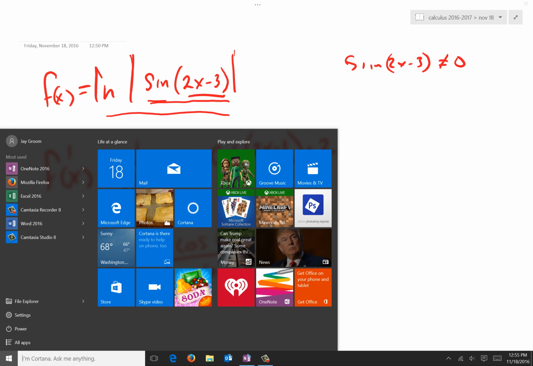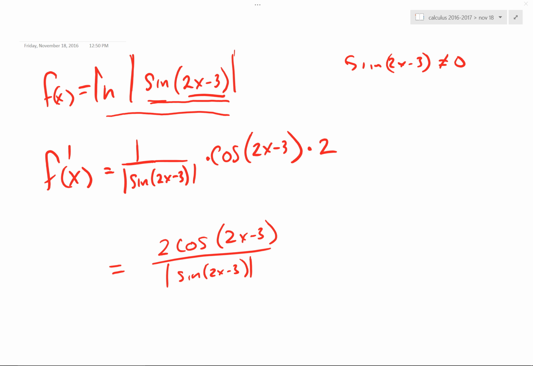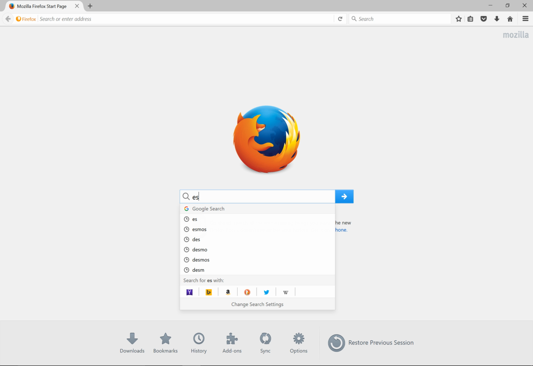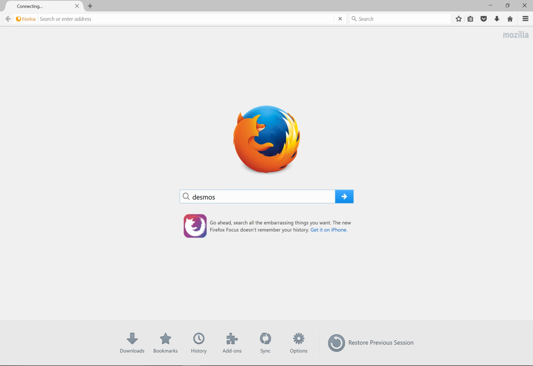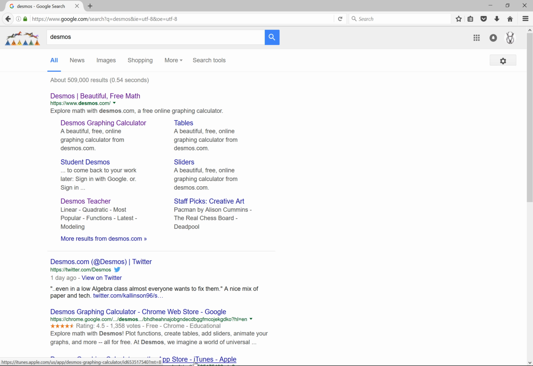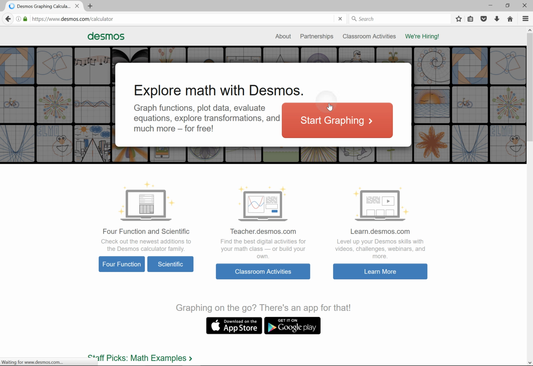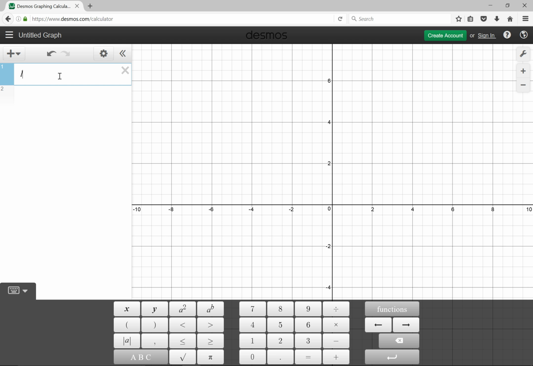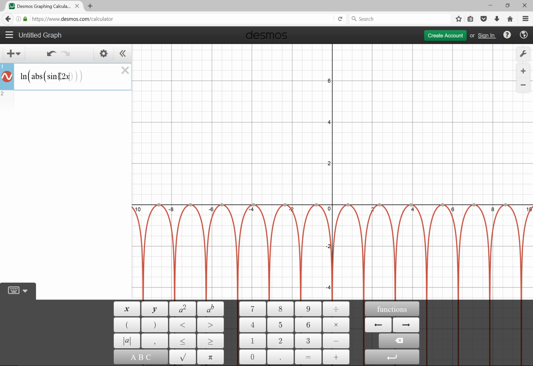Oops. Ah, boy, I feel terrible. All right. All right, read me the original. y equals ln of the absolute value of sine 2x minus 3. Minus 3.